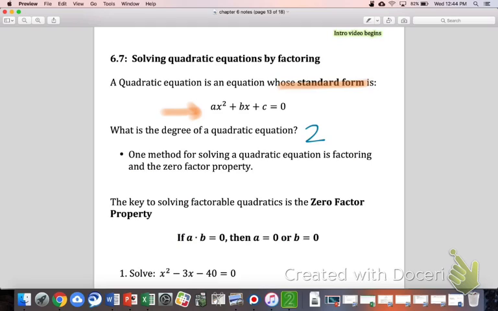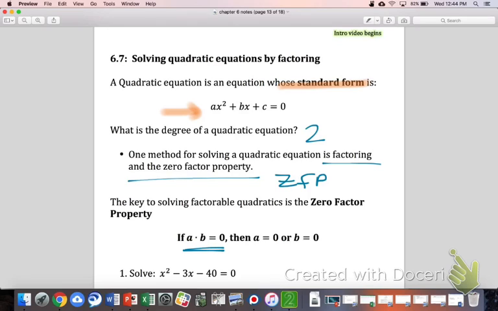One method that we're going to look at here today for solving a quadratic equation is factoring and using what we call the zero factor property. I'll usually just abbreviate that ZFP for zero factor property. And this is a key for solving a lot of quadratics, the ones that are factorable at least, and here is the zero factor property.